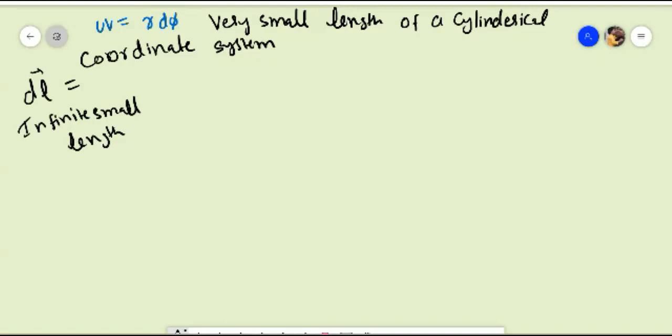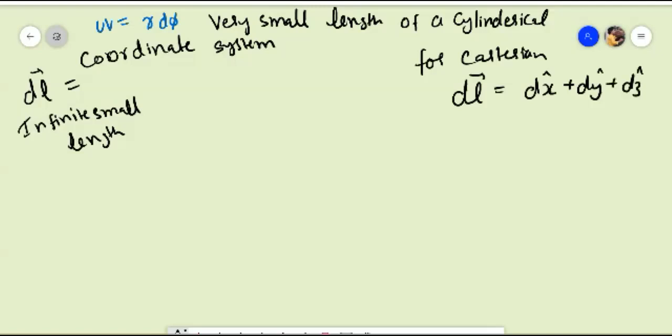Okay, for the cylindrical system, now you know that for the Cartesian, we know that dl will be equal to dx x cap plus dy y cap plus dz z cap. This will be the small length for a Cartesian or rectangular system, where dx x cap, dy y cap, dz z cap are the small elements of the unit vectors which are orthogonal to each other along the x, y, and z direction.